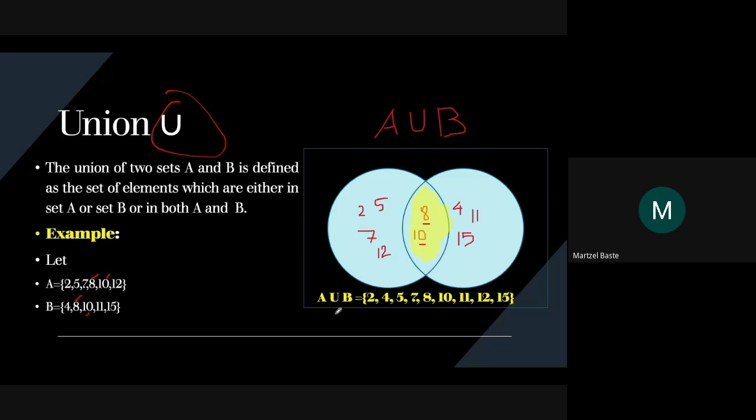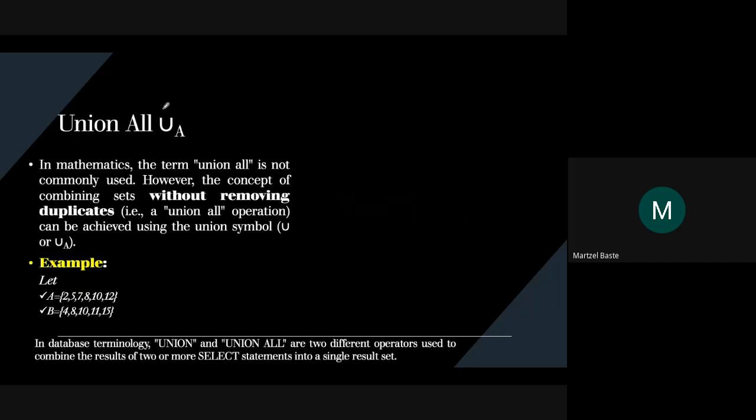So as you can see, 8 and 10 appeared only once, not twice. If they appeared twice, that means it is union all. We use this symbol to denote union all, which means union without removing duplicates. I included it here in databases, particularly in relational databases that have union and union all. You will try this when you do programming in the application.